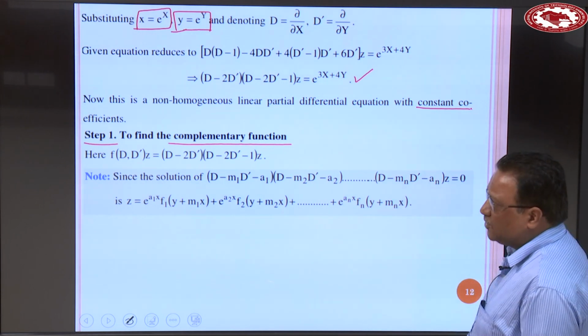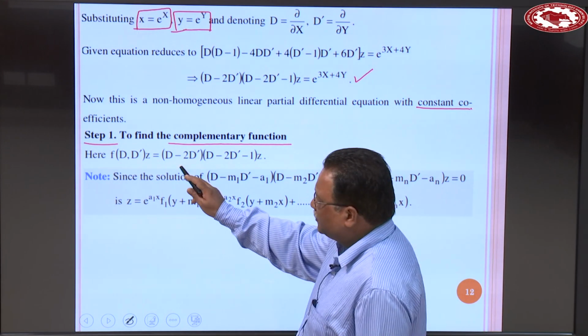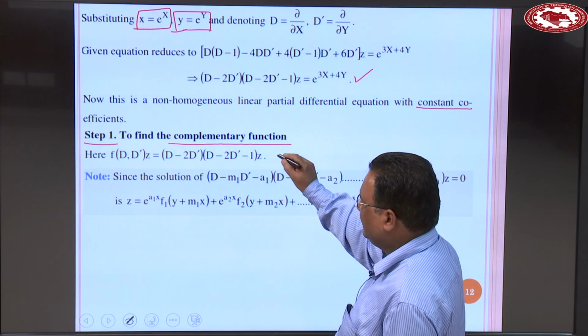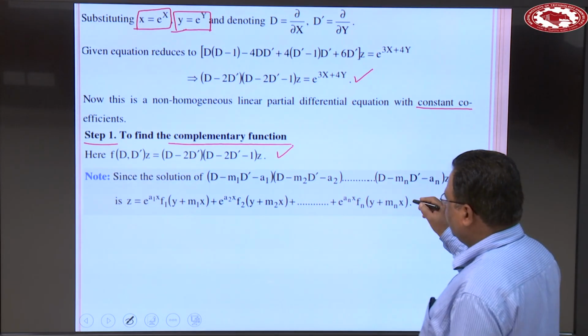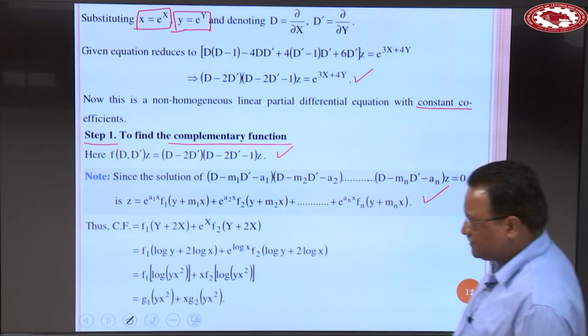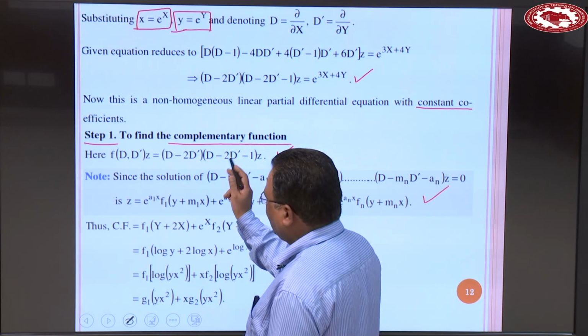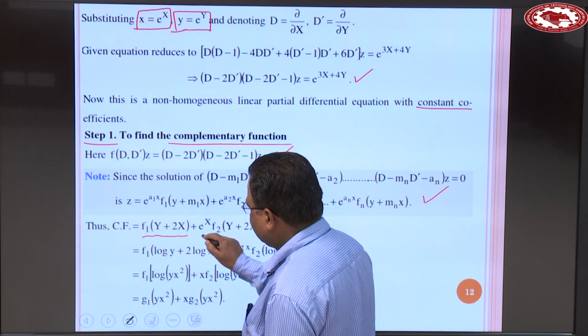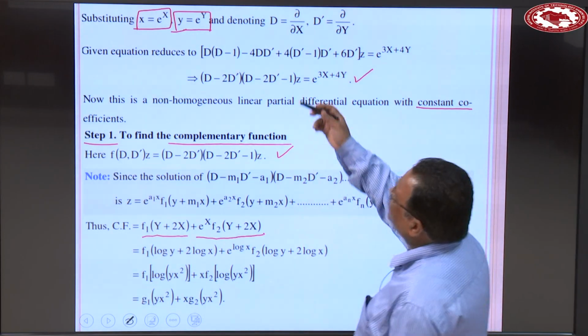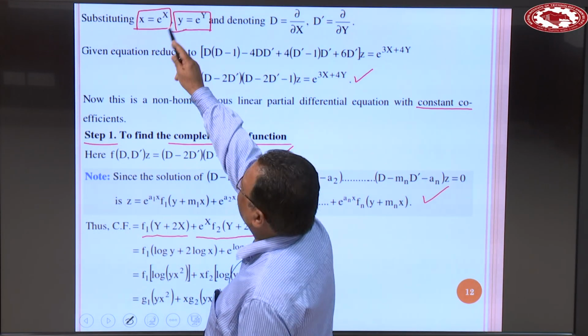So here f(D, D') z is equal to (D - 2D')(D - 2D' - 1) z. Clear? And write the solution this way. Write the complementary function like this. So the complementary function for this problem is a function of y plus 2x, plus e raised to power x times a function of y plus 2x, and finally substitute the values of capital Y and capital X.